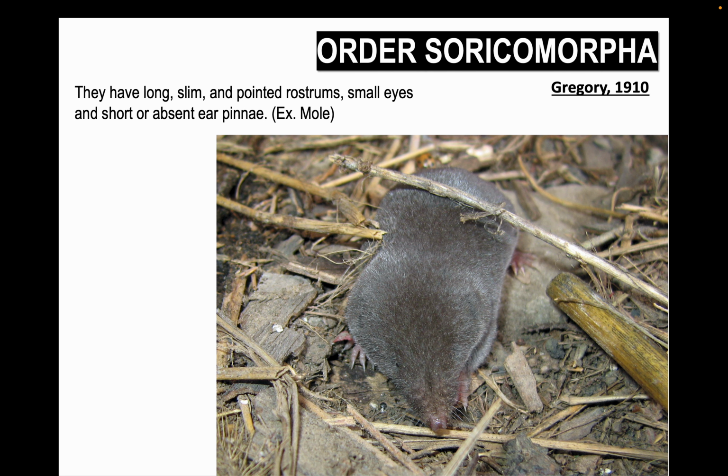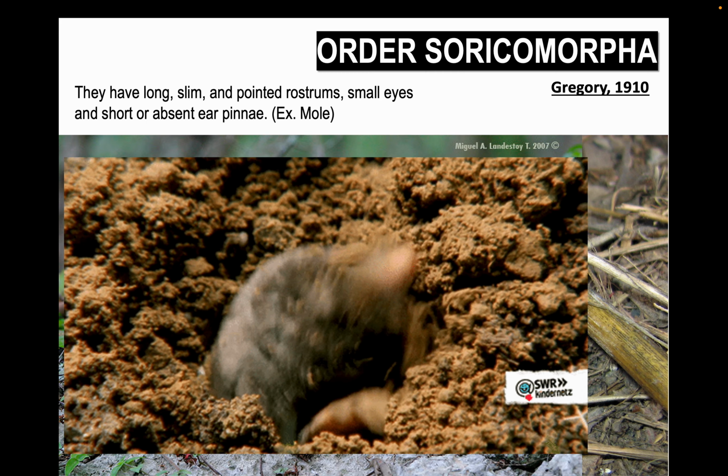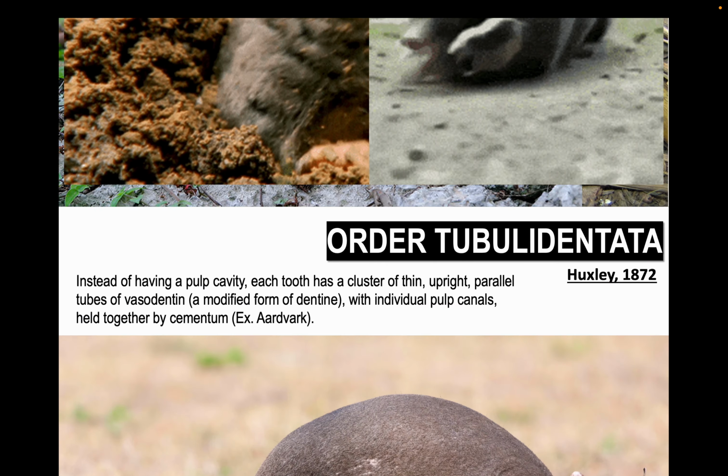We have another order, the Soricomorpha. They have long, slim, and pointed rostrums, small eyes, and short or absent ear pinna. So the moles are examples of Soricomorpha.